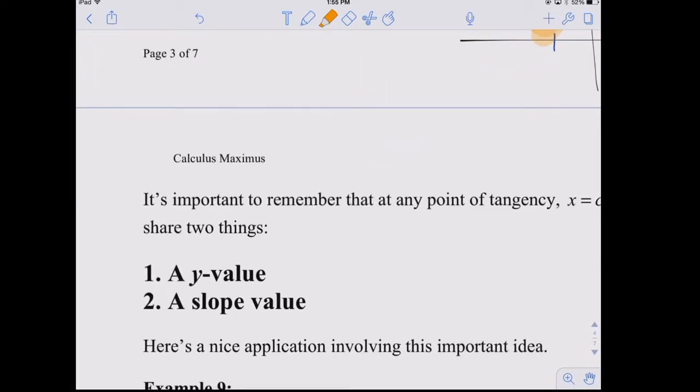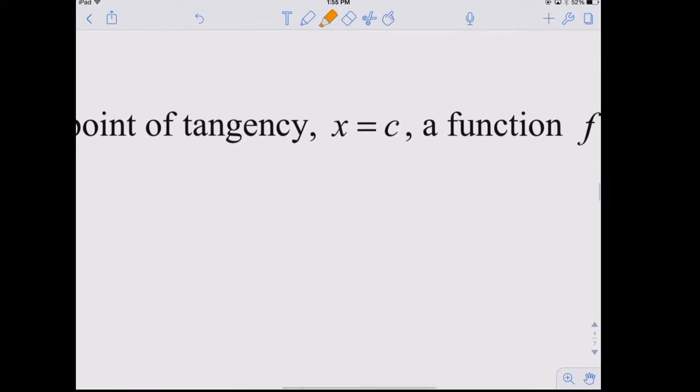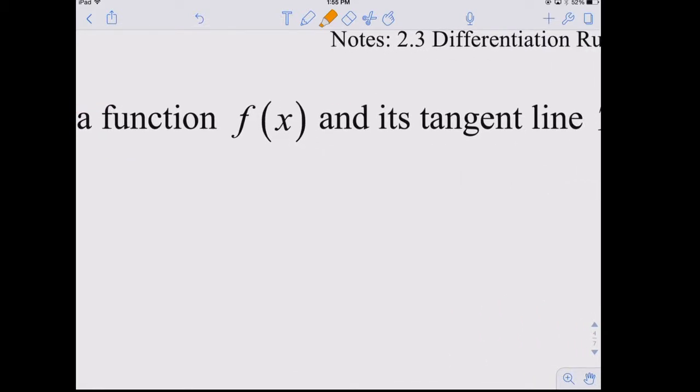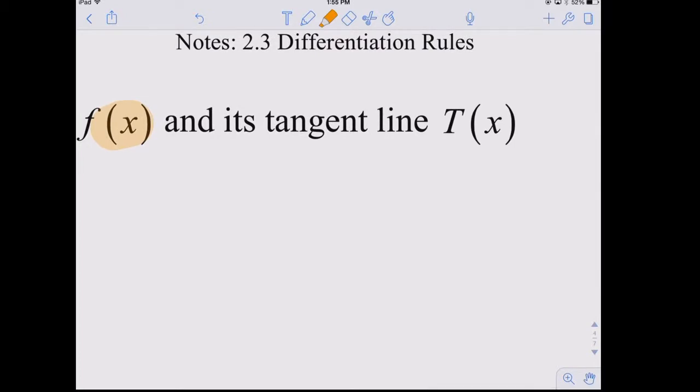All right, so let's move on to the next type, and we've had a problem like this. It's important to remember that at any point of tangency, x equals c, at any x value, the function f of x, the graph, and its tangent line, which I'm going to call t of x, t for tangent line, also t for Texas, right?